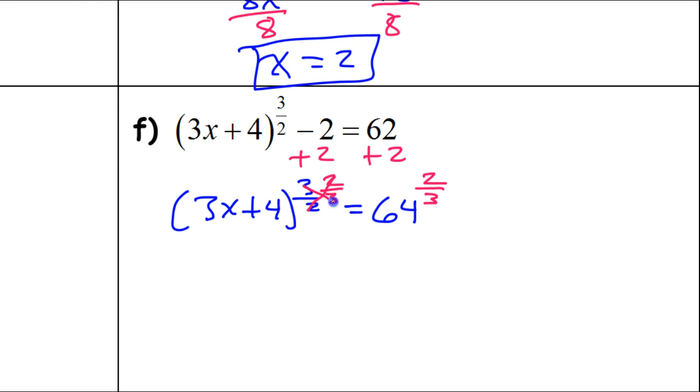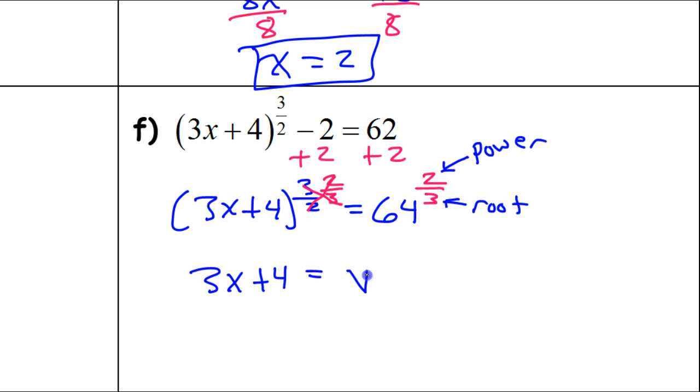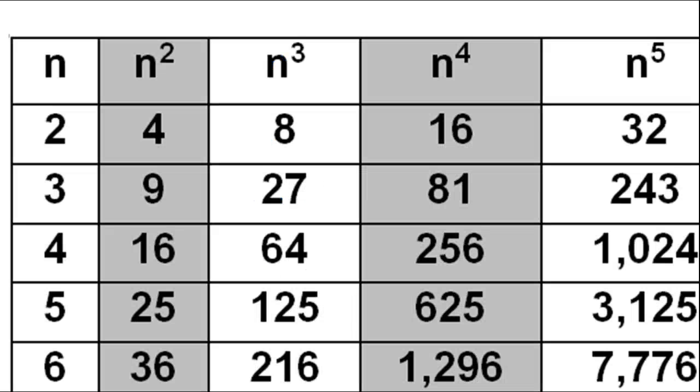Now if I do that over here, these are going to cancel out. So that's giving me 3x plus 4 is equal to 64 to the 2/3 power. Now remember, a fractional power is in the form power over root. Okay, so this is really the third root. So this would be the same thing as having the cube root of 64, and then 2 is the power. The cube root of 64 is 4. Alright, cube root of 64 is 4.